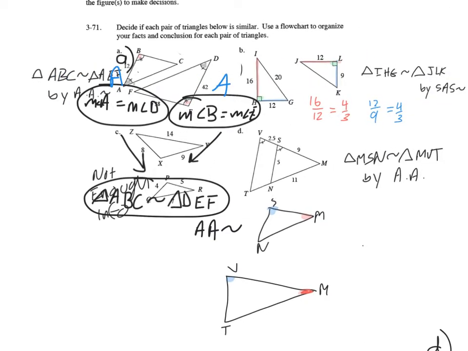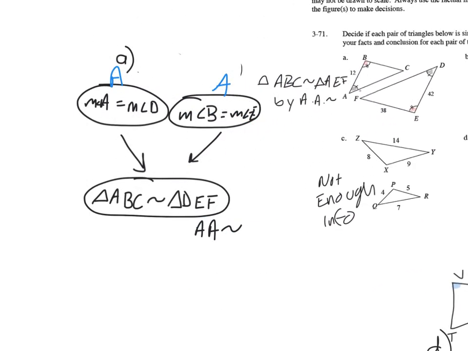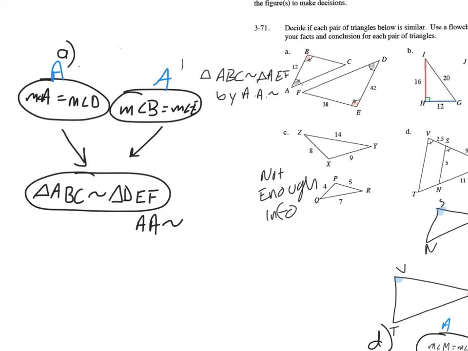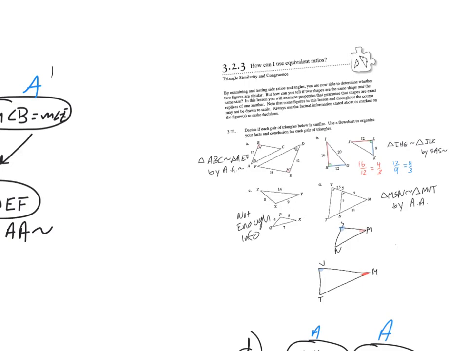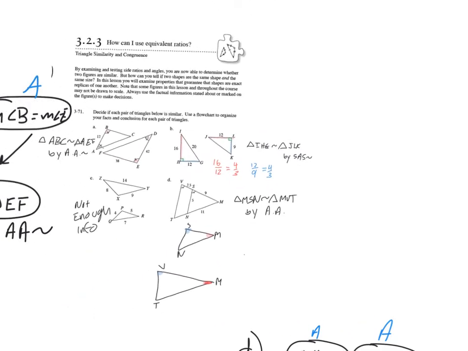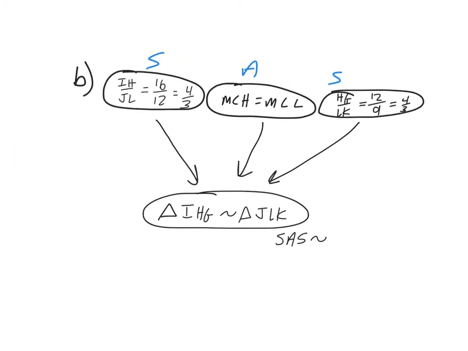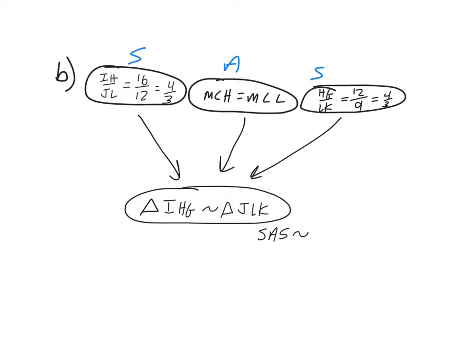Then as we move on to letter B, here's the second one that I did. On this problem, you can see that I wrote side, angle, side because it was a set of sides, another set of sides, and the angle in between that was equal. What I want you to get in the habit of is writing the ratio of sides.